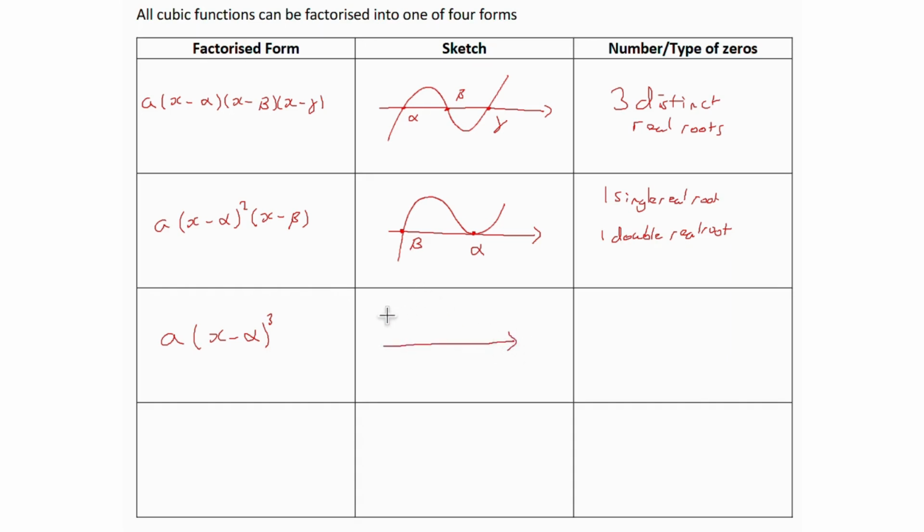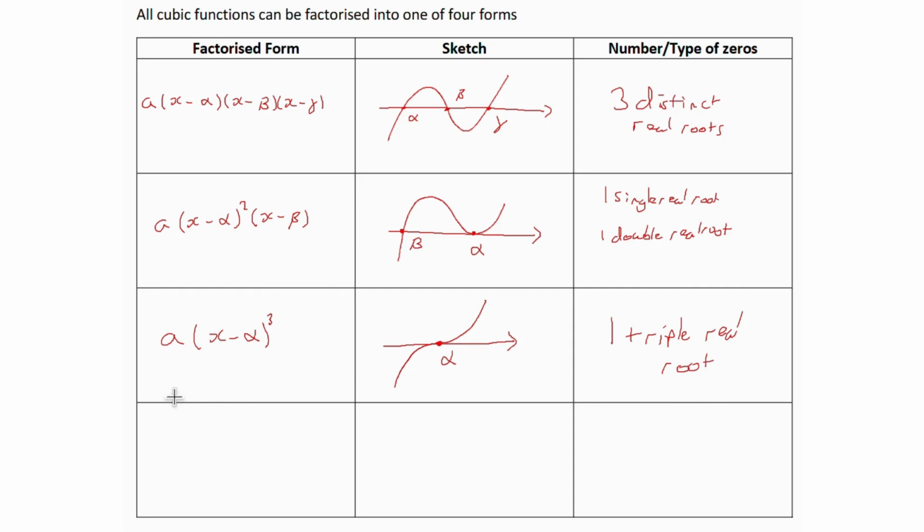Now that is the type of cubic that doesn't go up and then down again. It's that type of cubic, like x cubed, that sort of has one point and then carries up. It never actually bends all the way down. And that point there in this case is going to be alpha. This is what's called a triple root. And it's a real root as well.